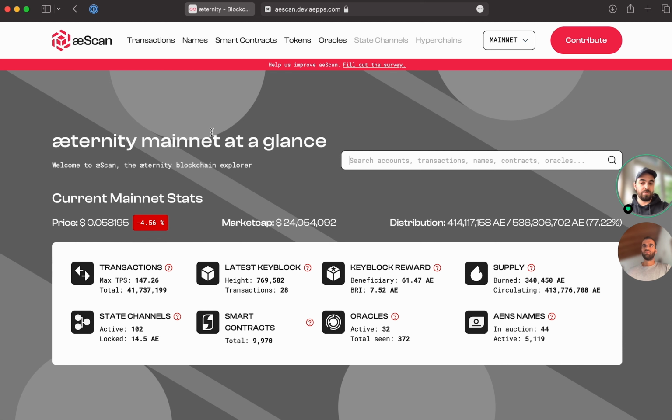When you initially land on it, as it is right now, you will see information related to the price of the AE token, as well as information about the market cap and other information about the distribution. But also you will be able to see the whole picture of what's happening at the blockchain level, including transactions, key blocks, rewards, the smart contracts, oracles, the names of the AENS system, and also information related to state channels. That's obviously just the beginning.